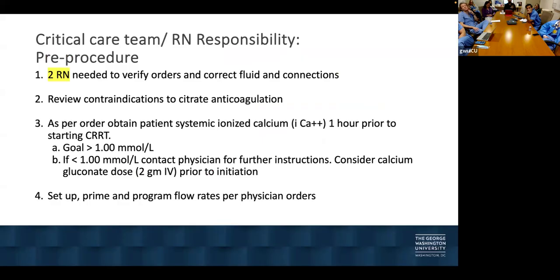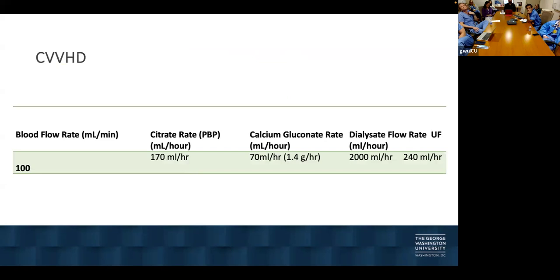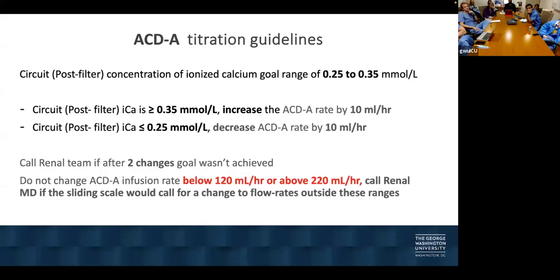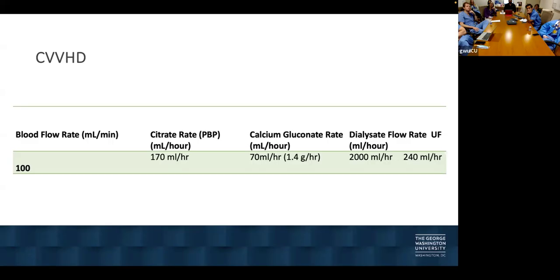So this is the protocol for the nurses. They have to make sure they do everything based on the protocol. And this is the order set in Cerner. The fellow is just going to click it, and the blood flow is fixed at 100, the citrate at 170, 70 ml per hour, the calcium gluconate, and 2 liters of dialysate. And the ultrafiltration is going to be 240 ml an hour. Need to go back and look at this.